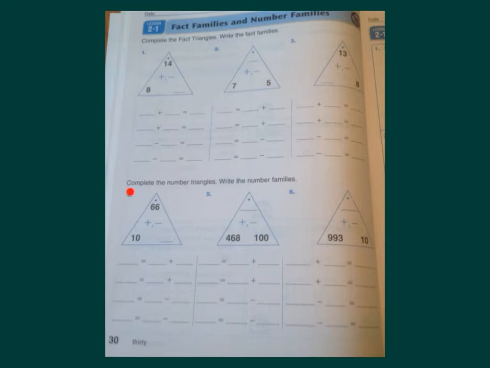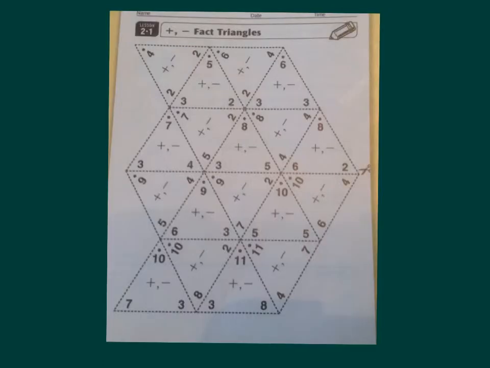For number 4 through 6, it says complete the number triangles. Write the number families. Now here we have some higher numbers. So you're going to have to think about this when you do these. Good luck and have fun. Boys and girls, you also will be receiving a fact triangle sheet today or tomorrow, and you can cut these all out on the dotted lines, and you could put these in a plastic bag and keep with you to help you to remember all your facts.